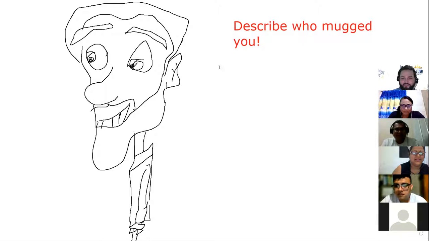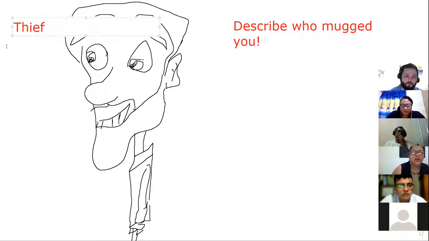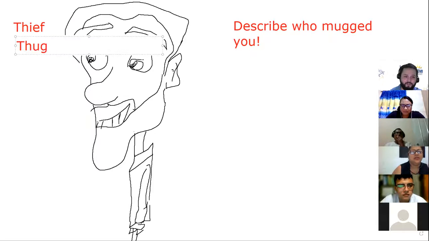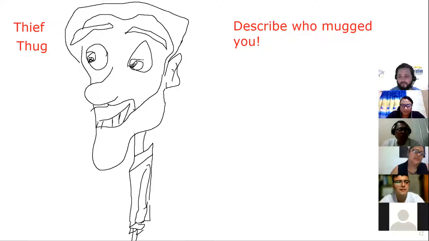All right, guys, so let's describe. I'm the policeman, and I ask you, hey, how does he look like? How does the thief look like, guys? This is a thief, okay? Or you can call it a thug. Thief is ladrón, right? Thug is delincuente, right? So how does the thug look like?